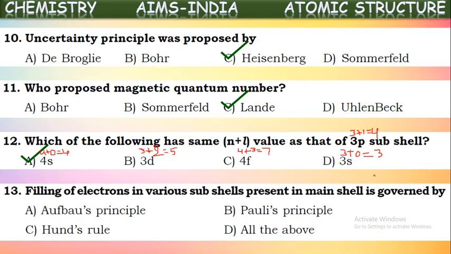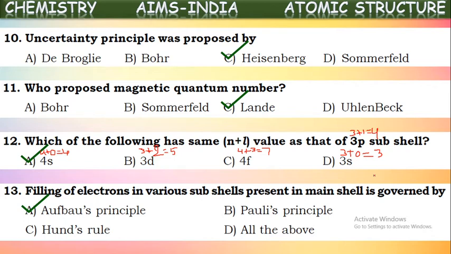Now, filling of electrons in various subshells present in a main shell is governed by... Yes, filling of different subshells present in a main shell is governed by the Aufbau principle, because it states that the orbitals with the lowest energy will be occupied with electrons first, and then only will electrons occupy higher orbitals. So this is explained in the Aufbau principle.